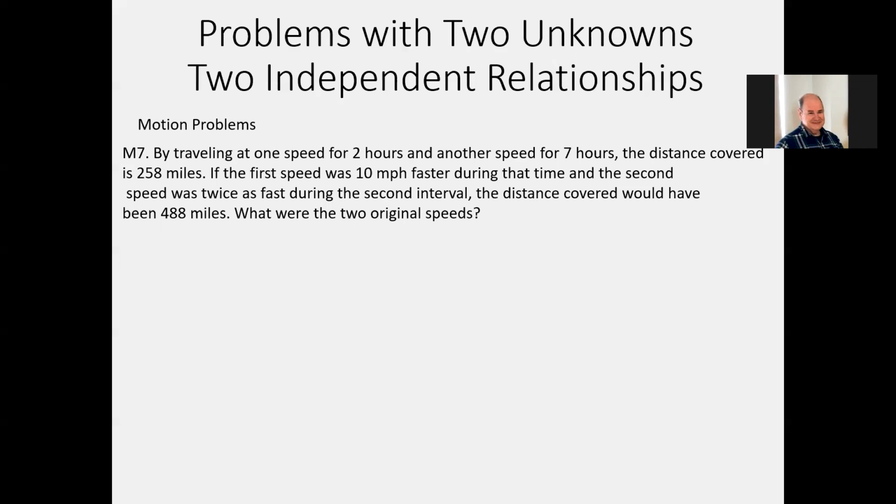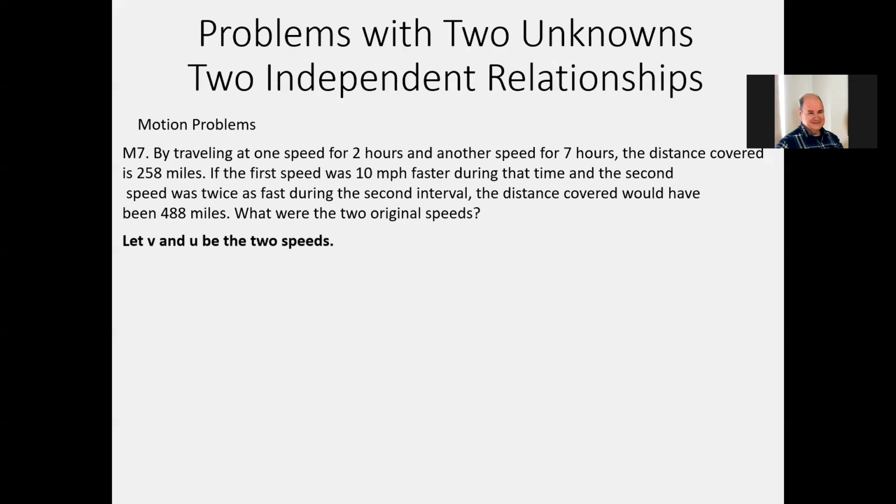If the first speed is picked up by 10 miles per hour during those 2 hours, and the second speed is twice as fast as that first speed during those 7 hours, then the new distance covered will be 488. What were the original speeds? Yeah, it's an exercise, guys. It is a crazy question, but it makes you tease through and try to translate this into algebra.